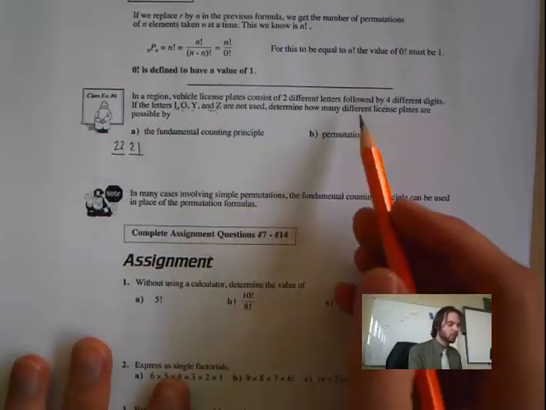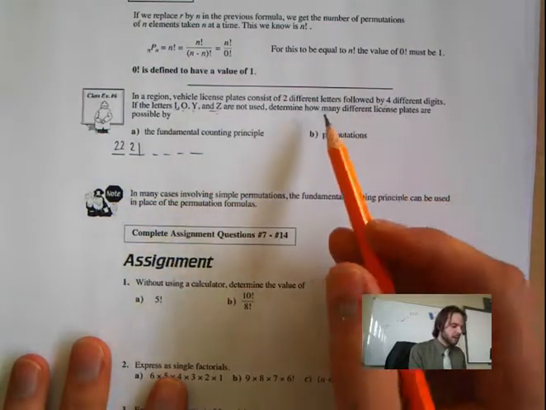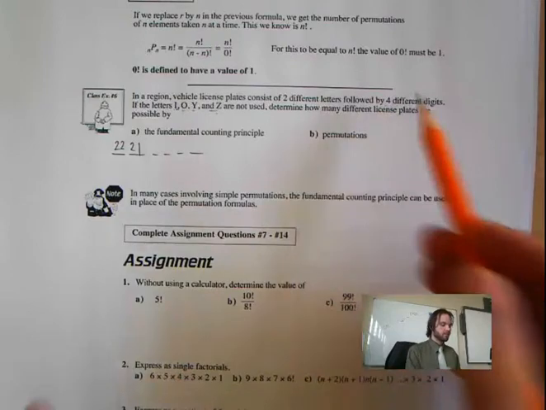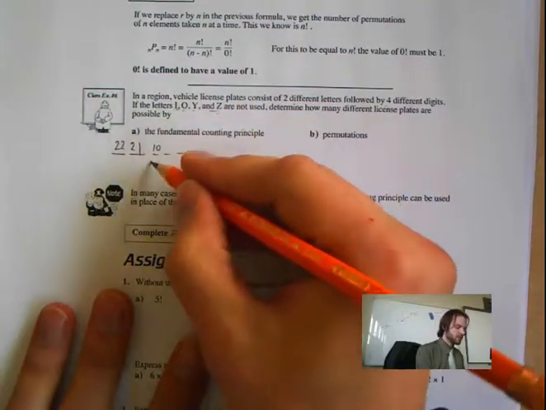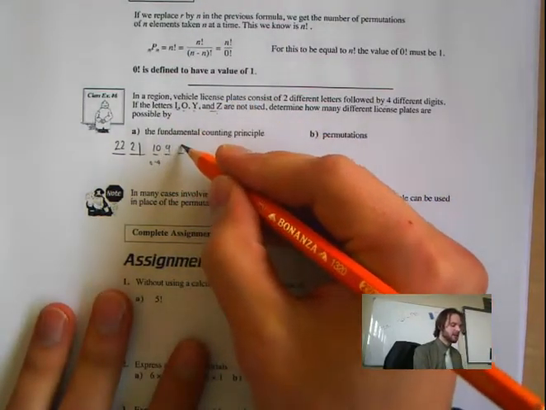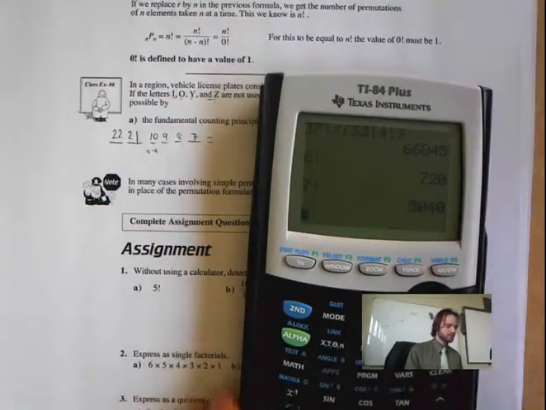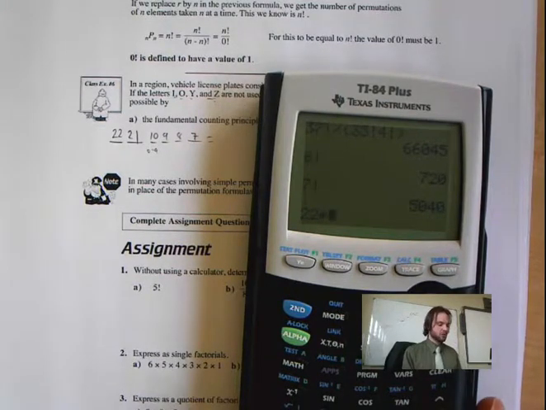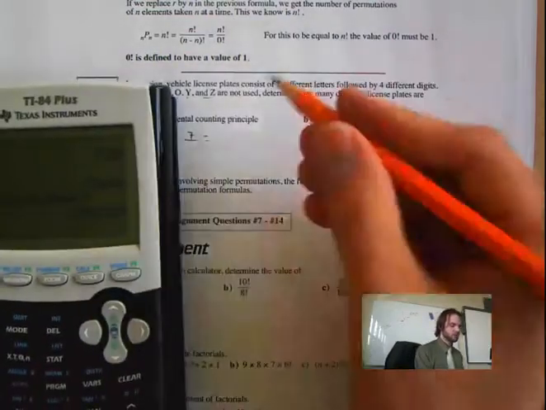Next, we're followed by 4 different digits. 1, 2, 3, 4. Okay? Now, 4 different digits. So if there's 4 different digits, we have a total of 10 to choose from, because 0 to 9, right? 0 to 9, and then we have one less, so it's 9, 8, 7. And I multiply all those together, I'm going to end up getting 22 multiplied by 21 multiplied by 10 multiplied by 9 multiplied by 8 multiplied by 7. I push enter. I get 4,...258,720.